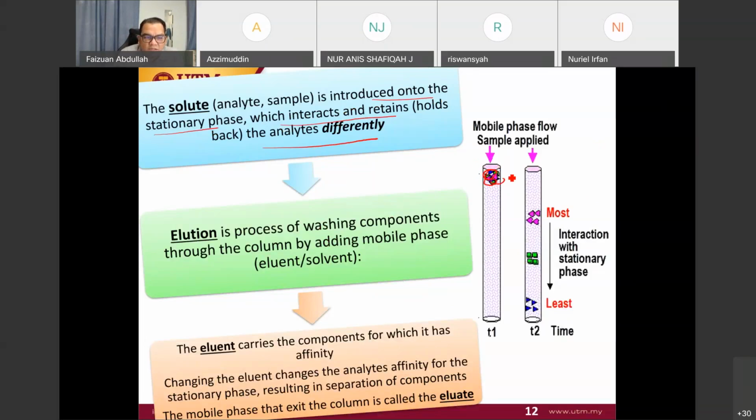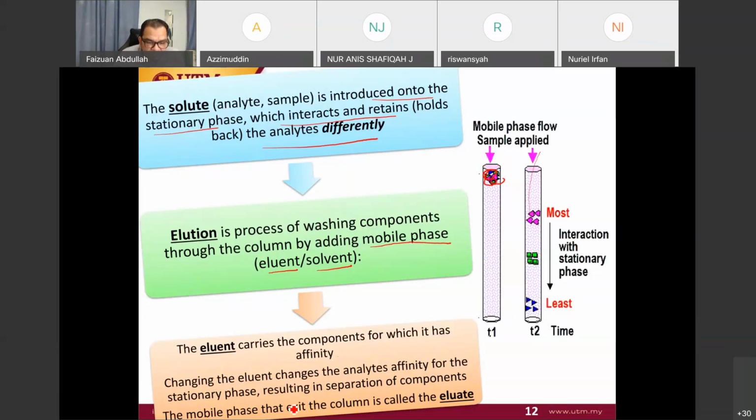Okay. And then elution is the process of washing components through the column by adding mobile phase, eluent or solvent. Okay. And then we put the mobile phase. So now the eluent carries the components for which it has affinity. Changing the eluent changes the analyte's affinity for the stationary phase, resulting in separation of components.